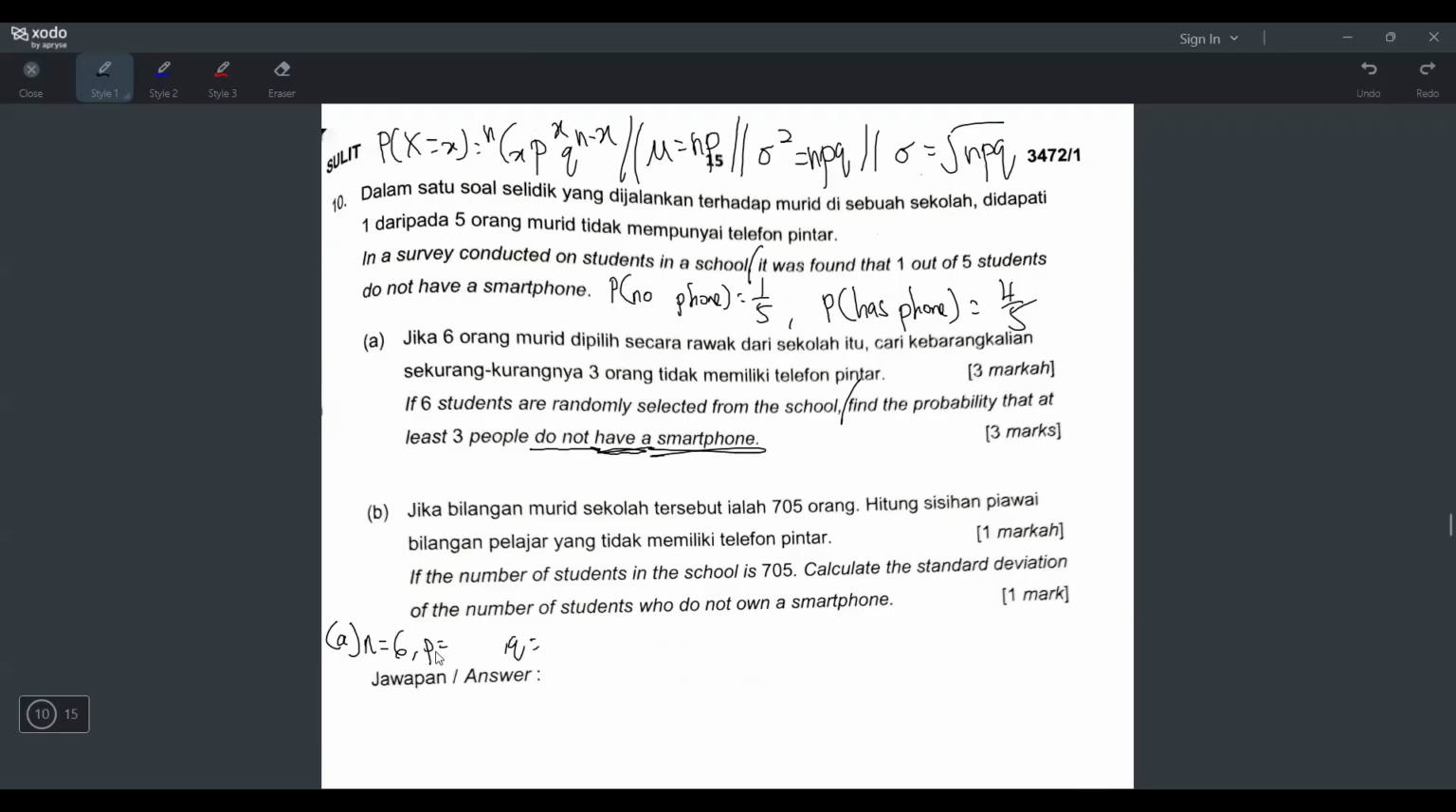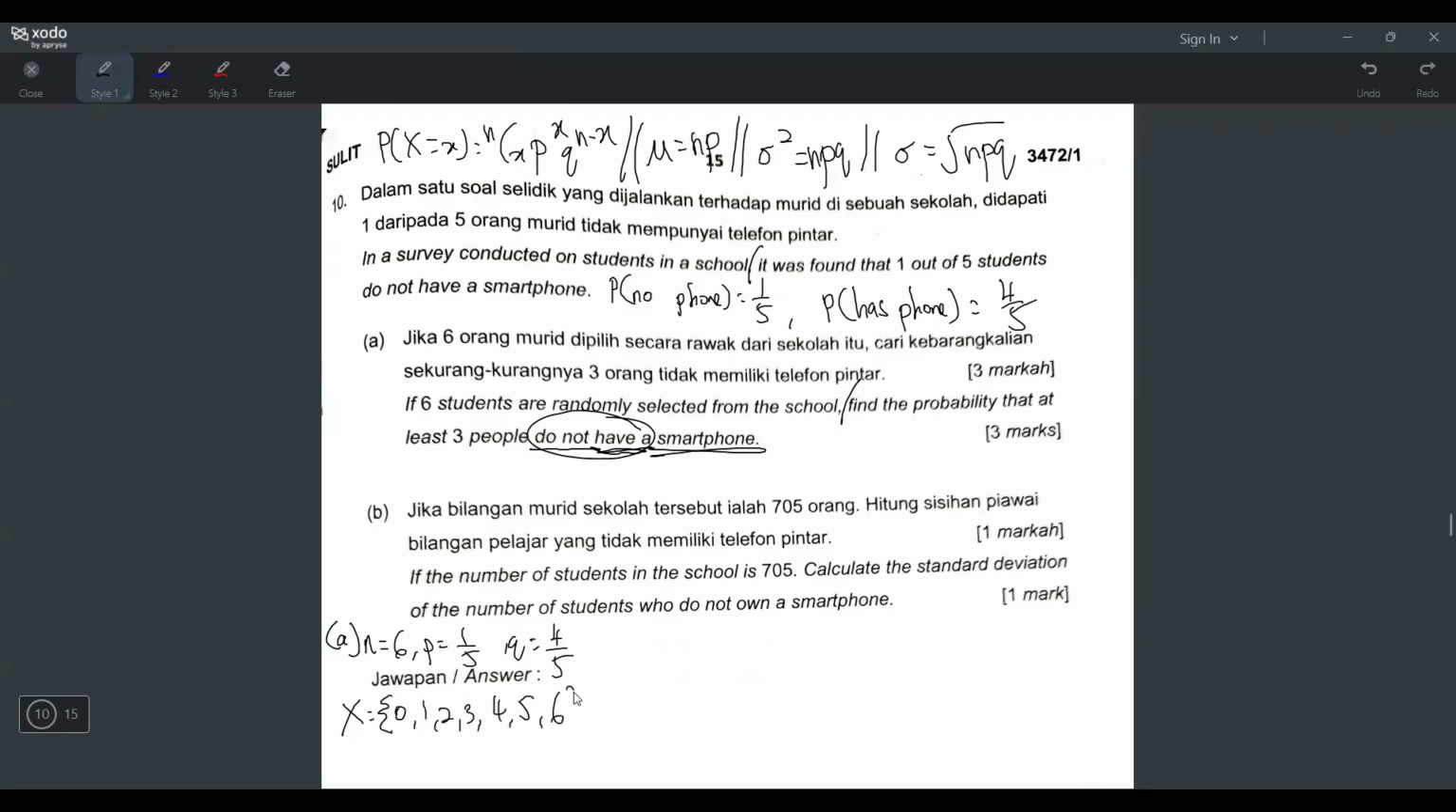p will be the probability of success. q is the probability of failure. The probability of success depends on what they want to find. They want to find at least 3 do not have smartphone, right? It means probability of success will be probability of no phone, 1 over 5. And then the failure will be the one has phone. Okay. And then what about your x? Your x, you write all the possibilities: 0, 1, 2, 3, 4, 5, 6.